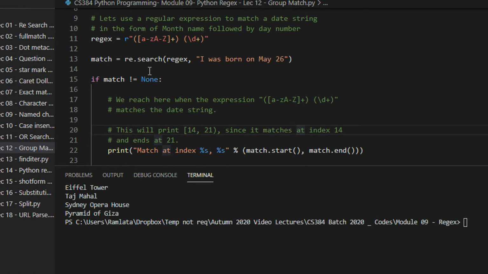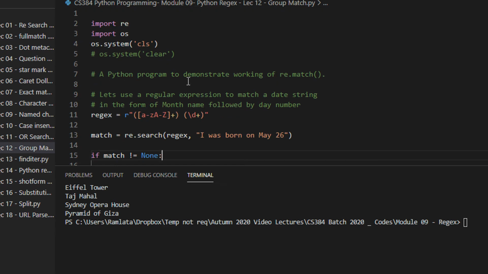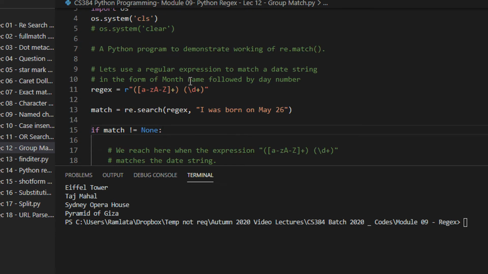This time we will look at the regular expression, the group and the match. So let us first see the example directly.